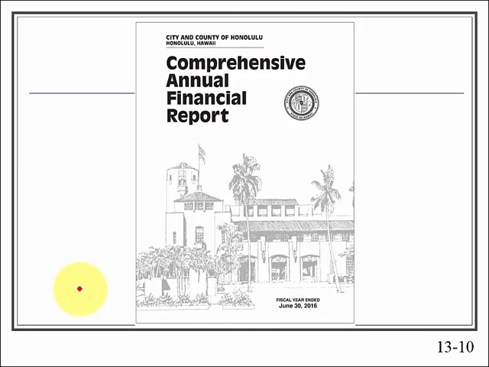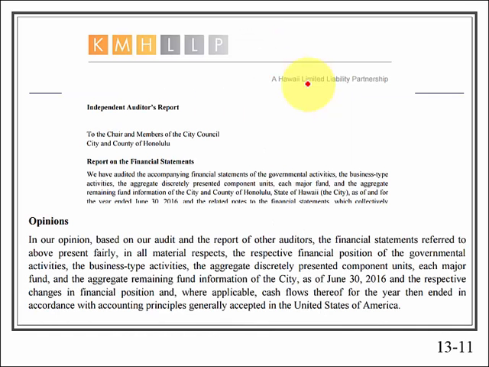So let's take a look at an example for the City and County of Honolulu, their financial statements, specifically the auditor's report. I always jump right away to the auditor's report. In this case, it's KMH. And I jump to the paragraph that says opinion.